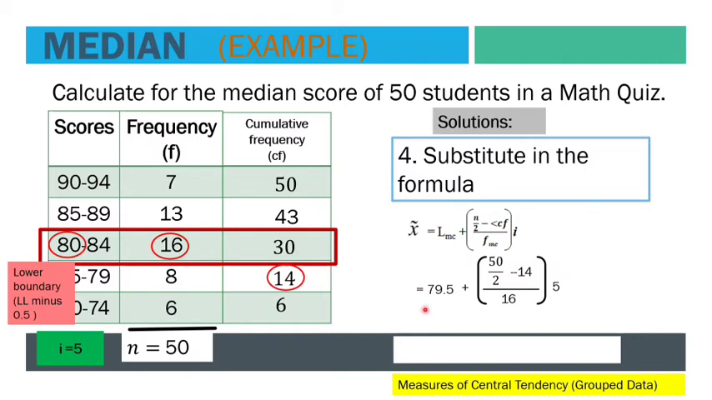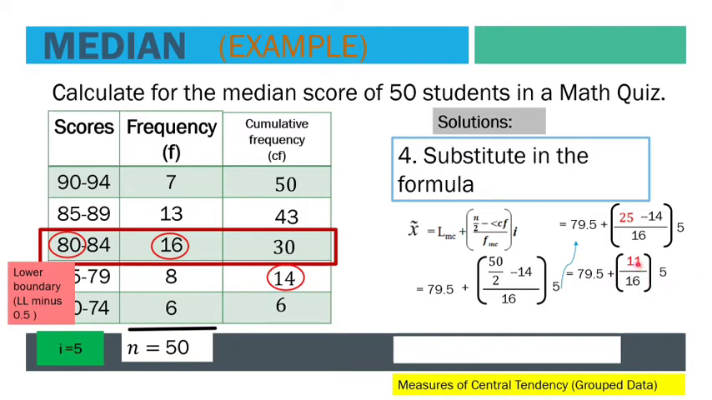So now we have all the values needed in our formula. What we need to do next is to perform the operations involved, applying the PEMDAS rule or GEMDAS rule. So where are we going to start? Yes, from 50 divided by 2. Simplifying 50 divided by 2, we get 25 because that's inside the parentheses. We have to do this first. We just copy all the other numbers. Next, we simplify further. The numerator 25 minus 14 will give us 11, and then we copy again the other numbers.